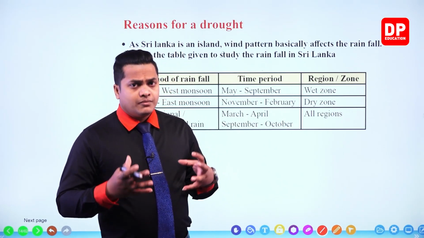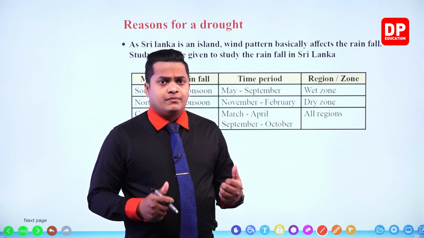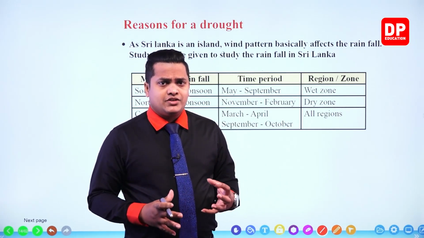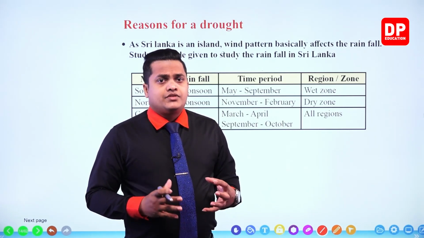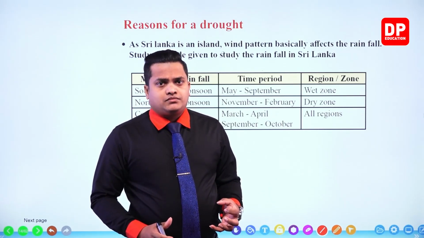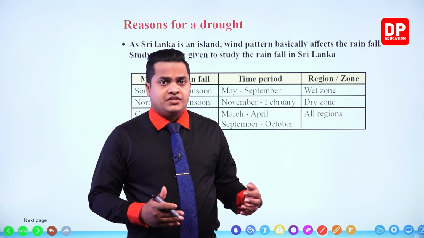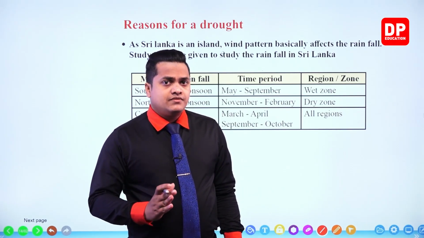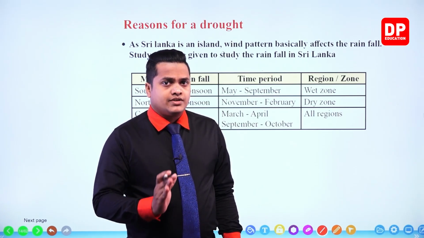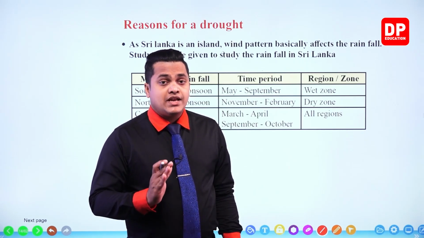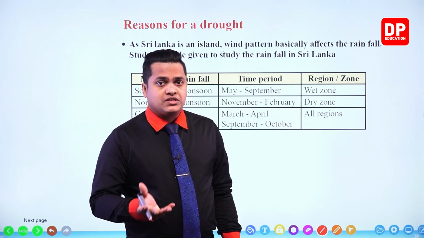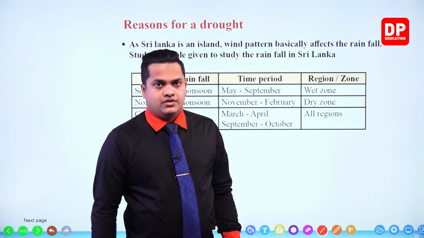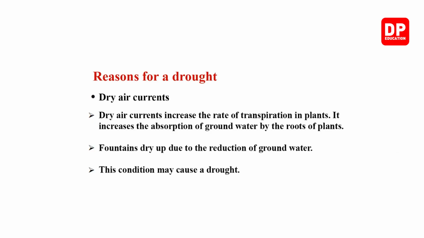So upon changing these patterns, upon changing these months, my dear children, droughts will occur. This is the first and foremost reason for the occurrence of drought. It is a natural reason because there is no possibility to control the rainfall. Okay, right. So next, what is the next reason?